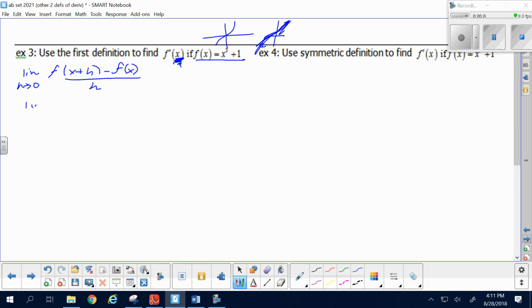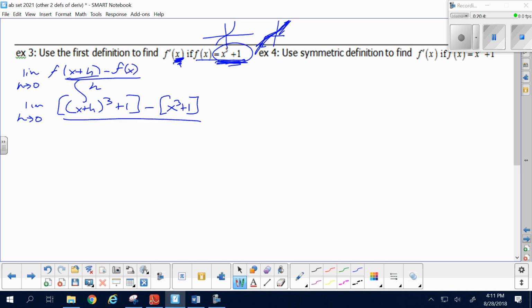Going on then, if I use the specific function here, then f of x plus h would be x plus h cubed plus 1, because that's what the function says to do, and instead of putting an x in, I'm actually putting in an x plus h, minus f at x, oh geez, there's f of x right there, x cubed plus 1, all over h. This is going to require a little bit of work on my part. I need to expand x plus h cubed.